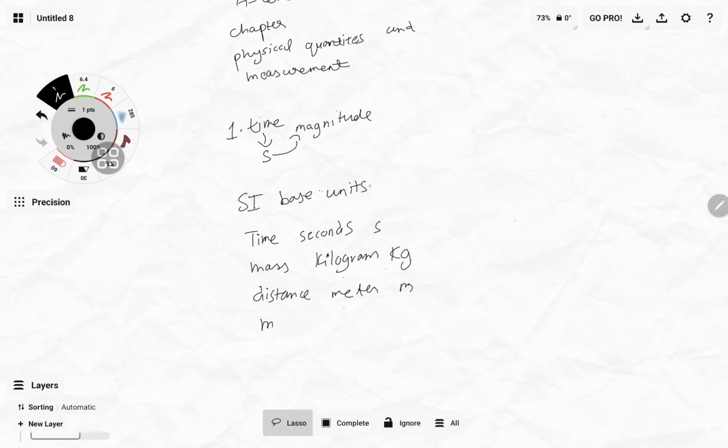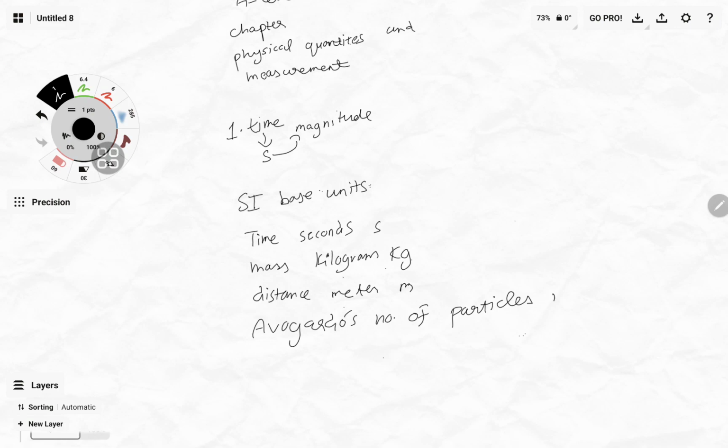Avogadro's number of particles, which is the mole. Avogadro's number of particles is measured in moles, and the SI unit is mole.